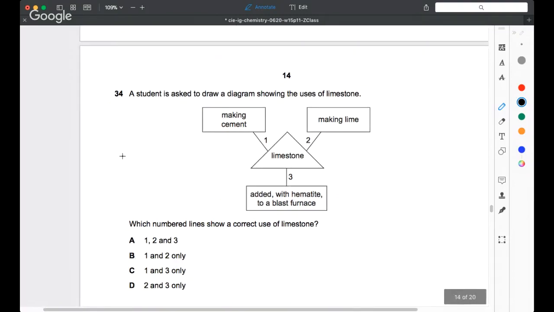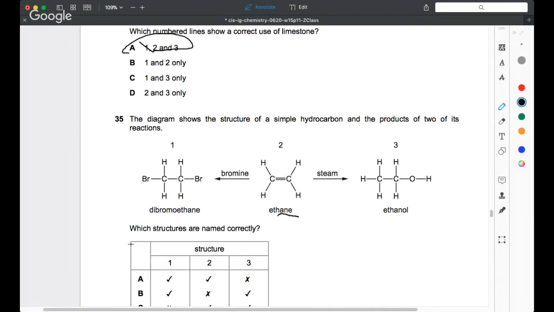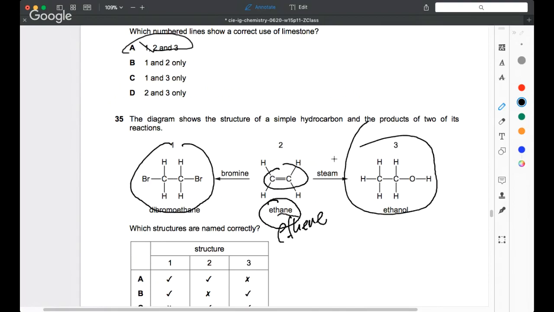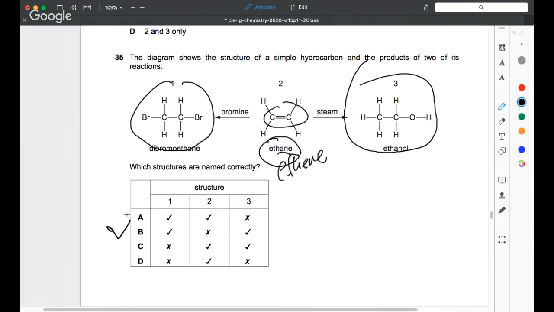So number 34, here it is obvious because all three are correct applications of limestone. So 1, 2, 3, the answer is A. Okay. Question 35. Ethene, this is obviously not ethane. It's ethene, which has a double bond. But this one and that one, they are correctly named. So the right answer here will be B.